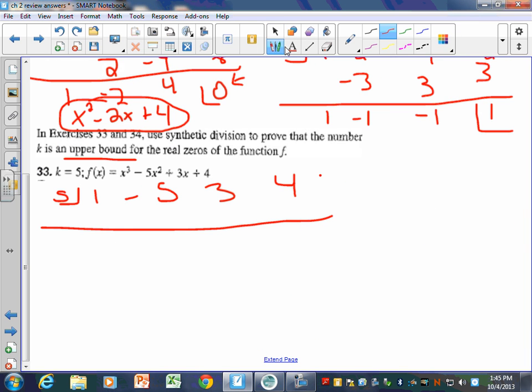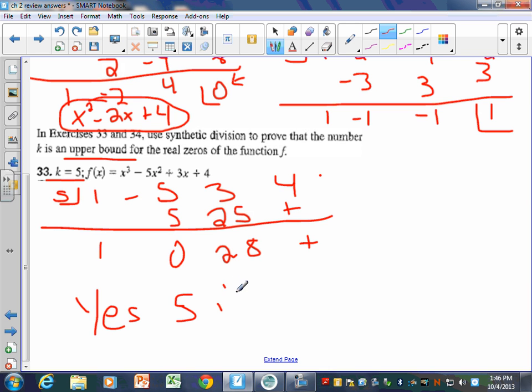So you get 0 here, and then 25, and then 28, and then I don't know what that is, but it's big and it's positive, and that means that's going to be positive too, right? Trust me on that? Positive, positive. So since these are all positive, this is a positive number, we can say, prove that the number is an upper bound. Then we would say yes, 5 is an upper bound.